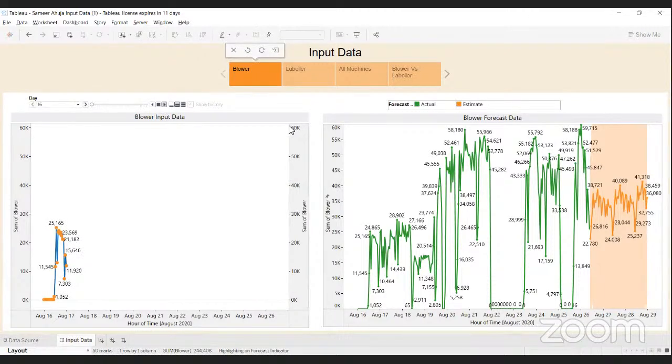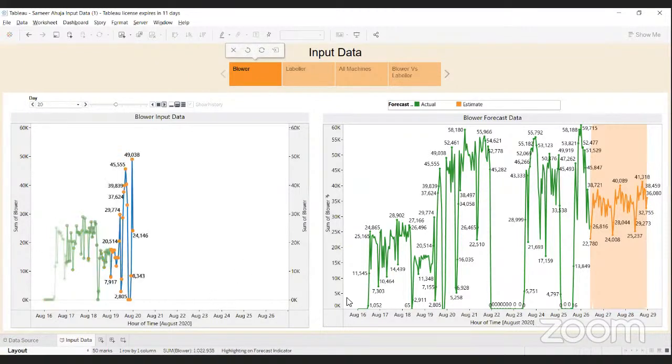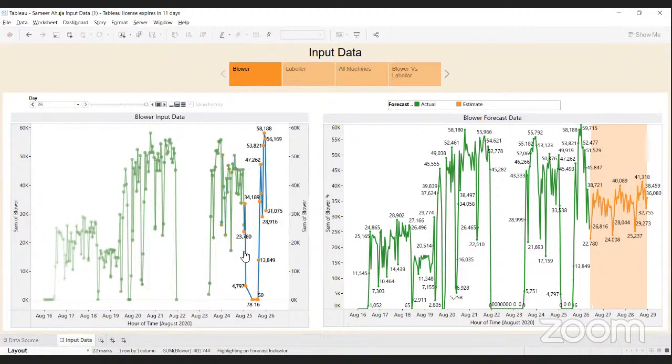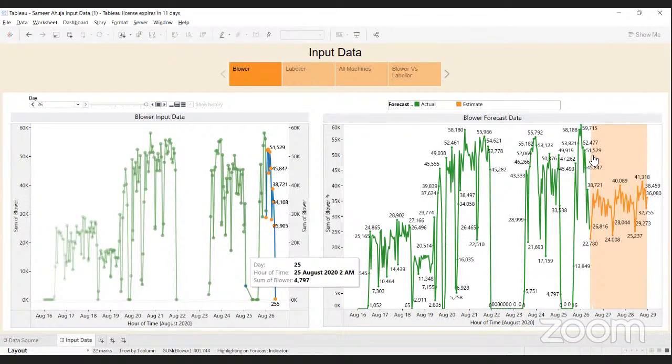So this is how the blower performance looks against the days, the time and the reading. This is where you can see the stoppages. This is how the performance of the blower goes. And on the right side, we have created the forecast using the Tableau native methodology.